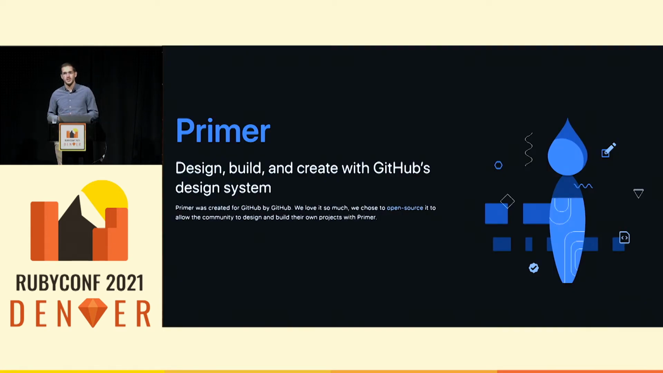So at GitHub, I'm an engineer on the design infrastructure team. We're a group of designers and engineers that build and maintain Primer, which is our design system. But I'm not going to talk about that today much at all.